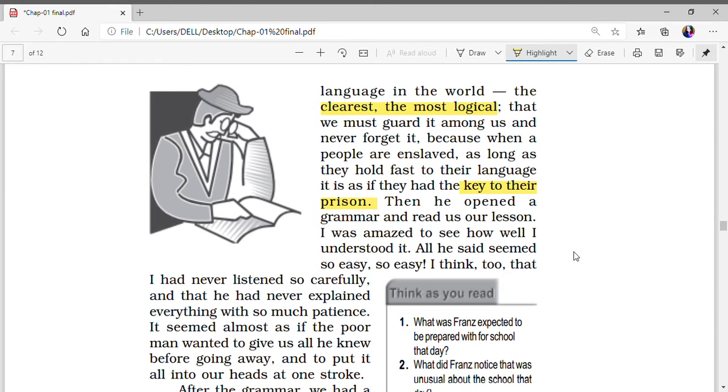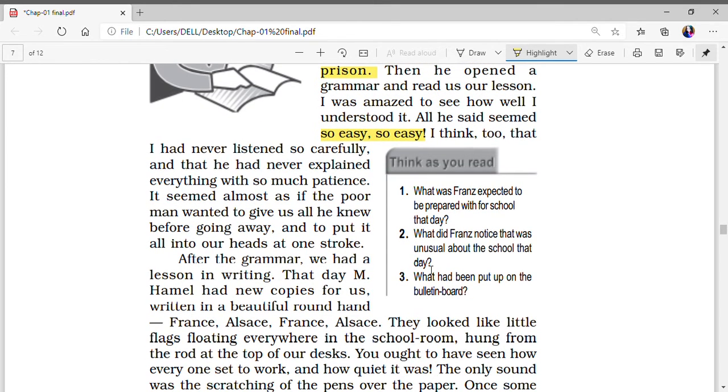"Then he opened a grammar and read us our lesson. I was amazed to see how well I understood it. All he said seemed so easy, so easy." Okay, so now all of it is appearing so easy to Franz, which was earlier so difficult for him to understand. "I think too that I had never listened so carefully, and that he had never explained everything with so much patience." So of course everybody was mistaken on their part. Even Franz was mistaken to not learn it properly, and even the teachers were mistaken to not teach it properly.